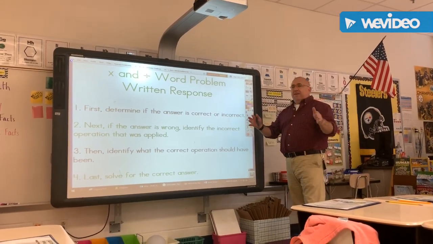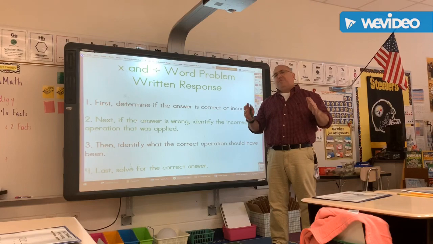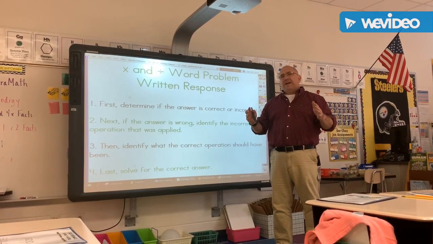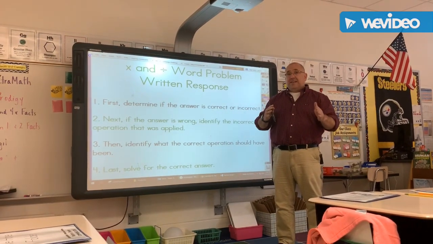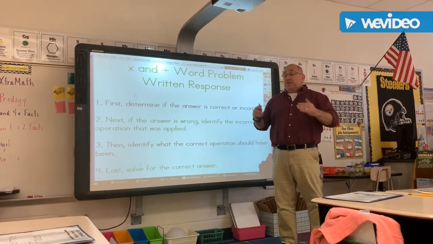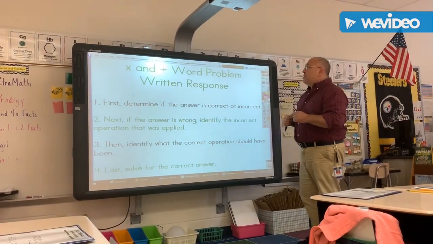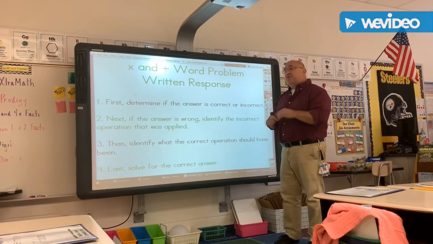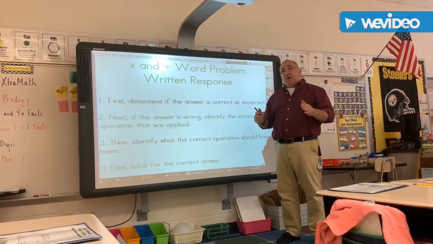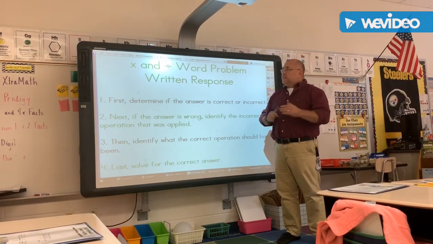Welcome back, everybody. We have been having an amazing time learning about our multiplication facts of 4s and 8s in isolation and in word problems. So given a certain word problem, we would have to go through these steps in order to determine if the word problem is correct or incorrect.